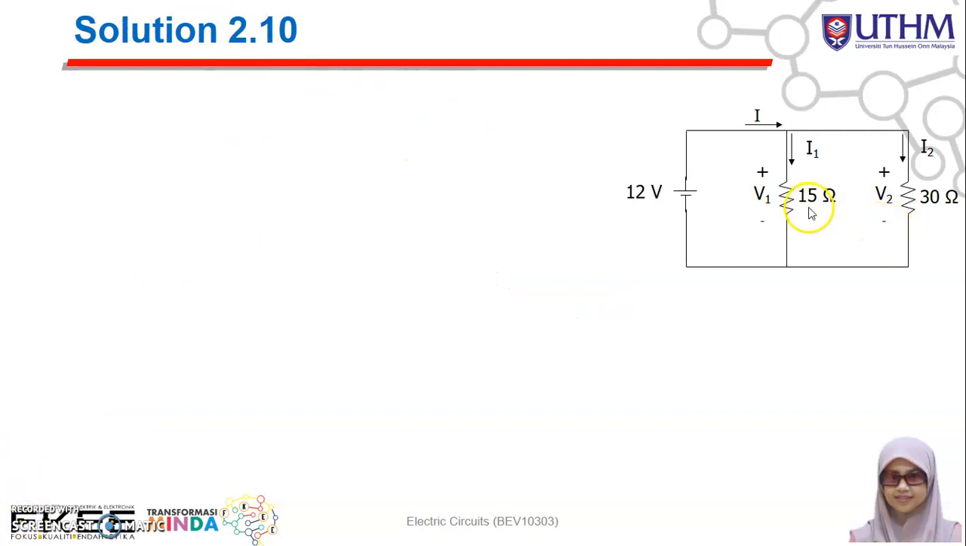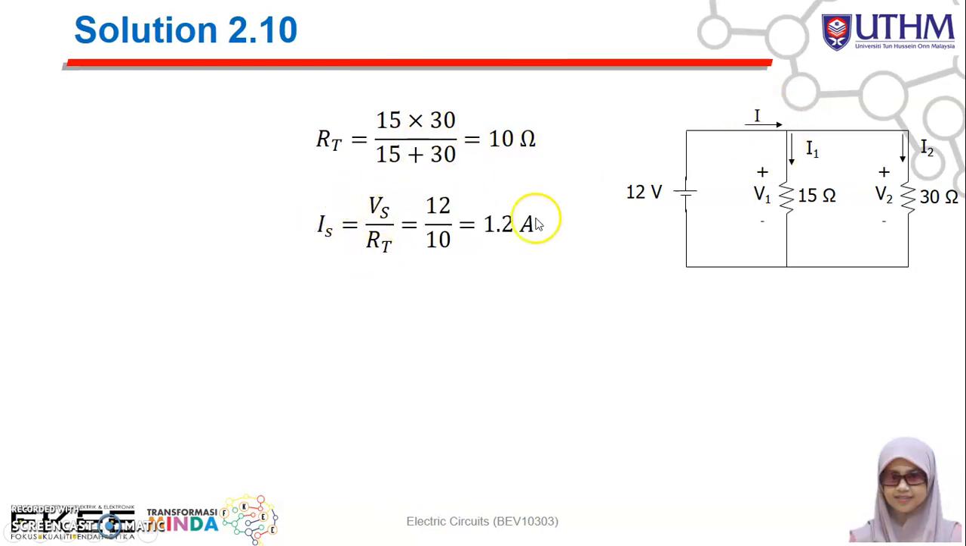So solution to the question, again, you can just draw your circuit and then you need to find the value of I1 and I2. Before you can calculate the value of I1 and I2 by using the current divider rule, you must find the value of I first. So how to calculate the value of I? First, you need to calculate the value of RT, which is R equivalent. So R equivalent is equal to 15 multiplied with 30 over 15 plus 30. So the RT is equal to 10 ohm. And then after that, I can calculate the value I, where I is equal to V over R. So V is 12 over R is 10. So 12 over 10 is 1.2 ampere.